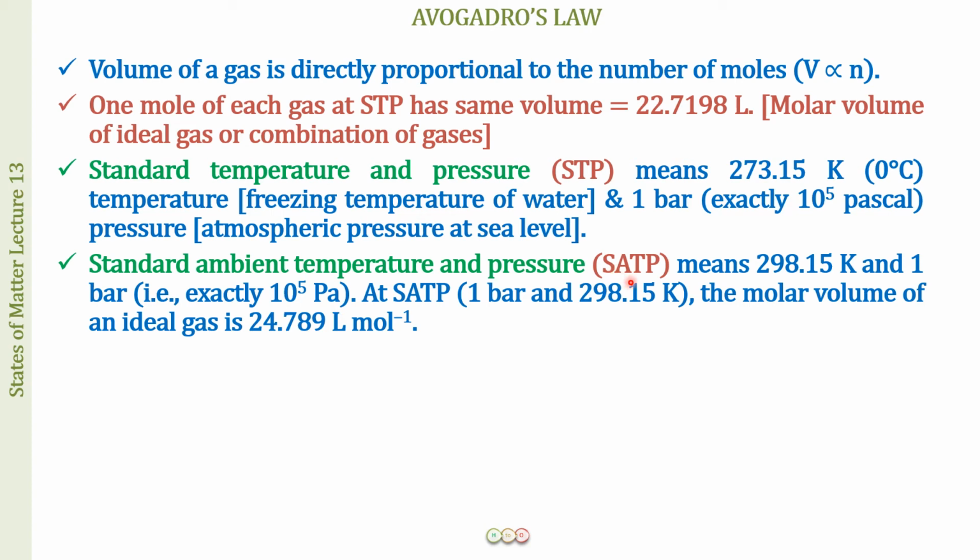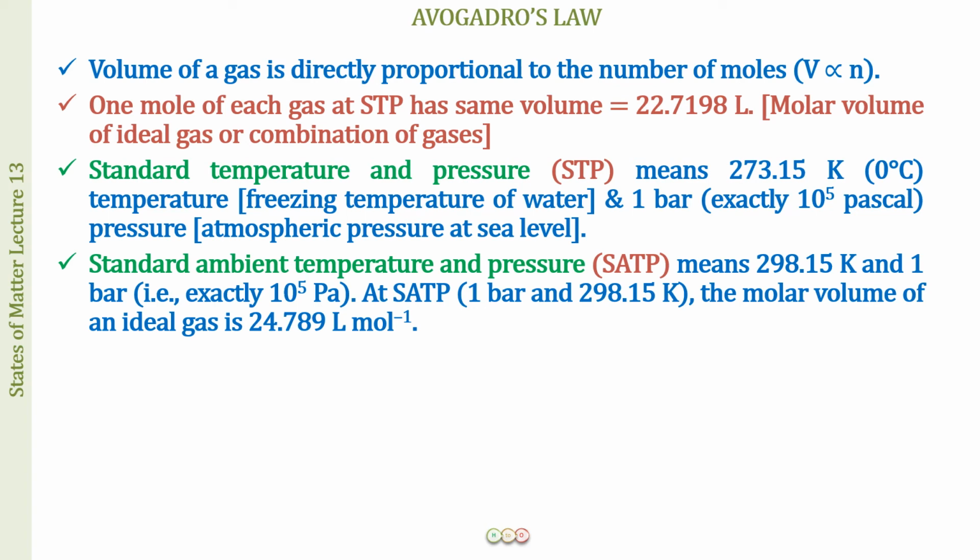This is called SATP, and when we again measure the volume of 1 mole of a gas, the molar volume of an ideal gas is going to be equal to 24.789 liters per mole. So these are something that you all have to learn. What is the temperature, what is the pressure, and what is going to be the volume of 1 mole of gas. Fine. So these are something that you have to learn very importantly.